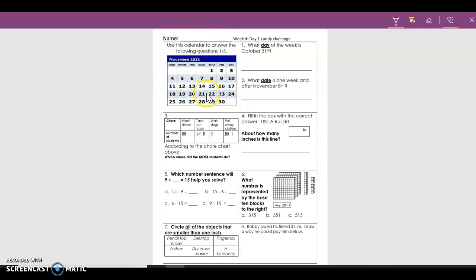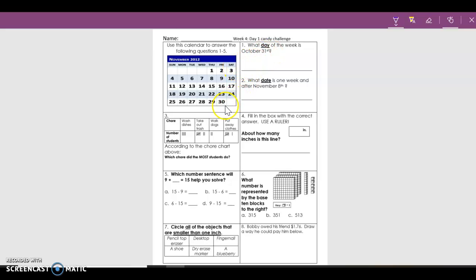So using this calendar, it says to answer questions 1 through 5, but that was a typo on my part. It's only questions 1 and 2 because we changed some of them. When you look at question 1, it says, what day of the week is October 31st? You might want to stress to them, we told them that day is one of the words that ends with day. When you look across the top on a calendar, remind them that these are the abbreviations for all of the days of the week.